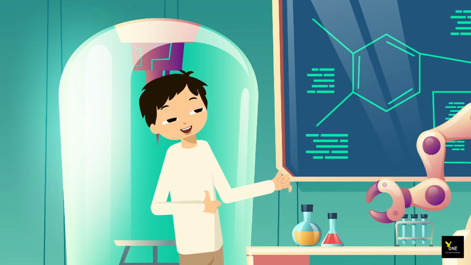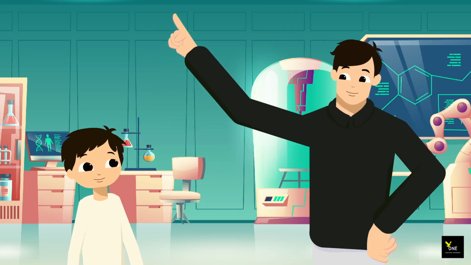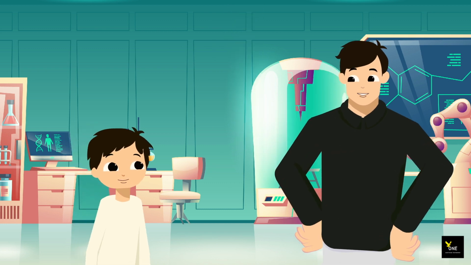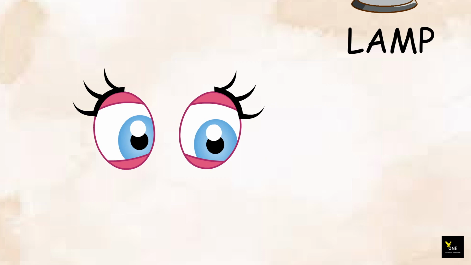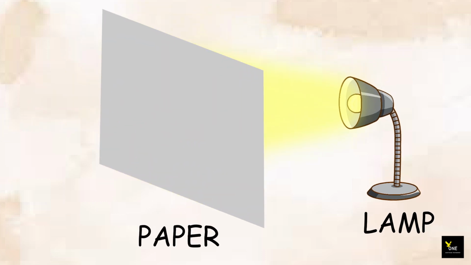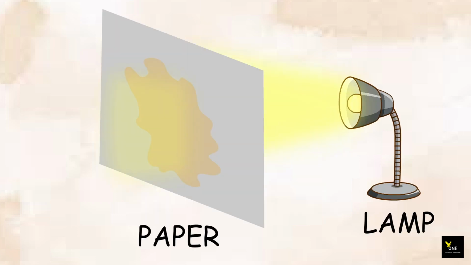I am all set. Okay, so here we are going to be doing an experiment to find out about another similar property. Here, you will be given a plain sheet of paper and oil. You see that lamp over there? You will first try to look at the light through the paper, and then you'll put some oil on the paper and then do the same. Note the difference, okay?